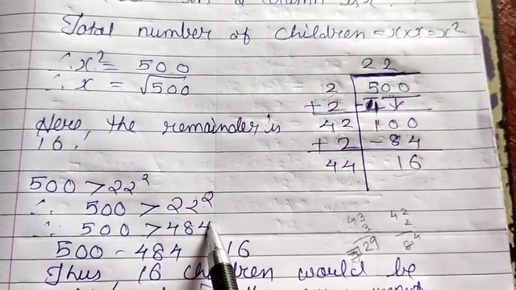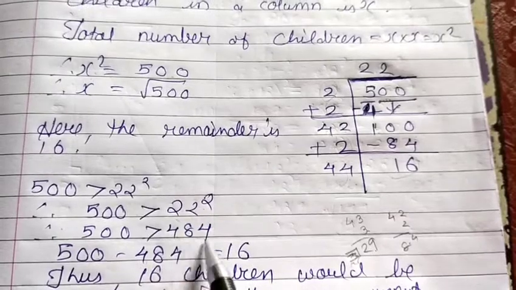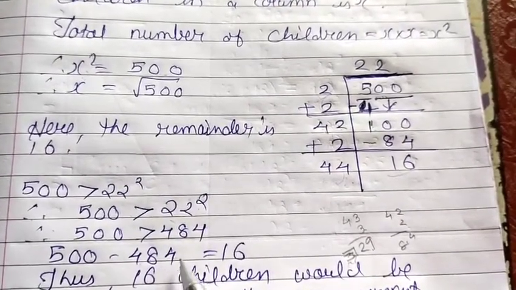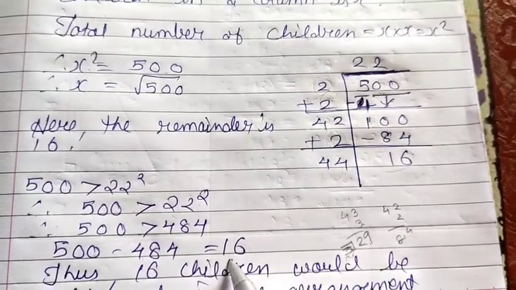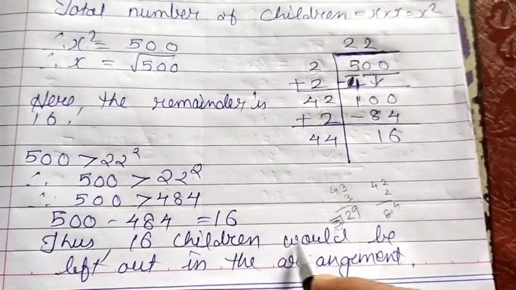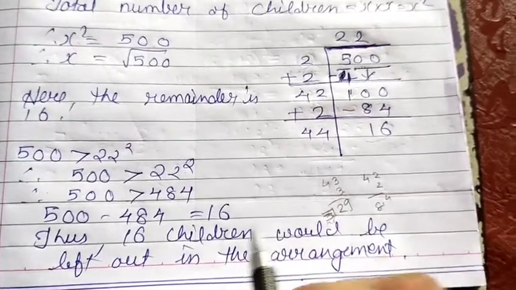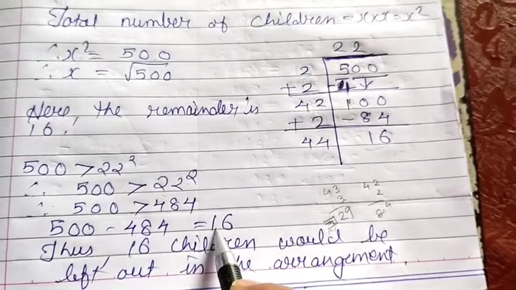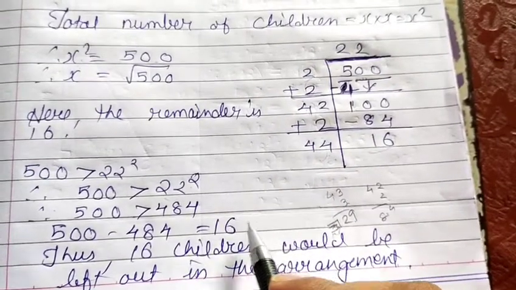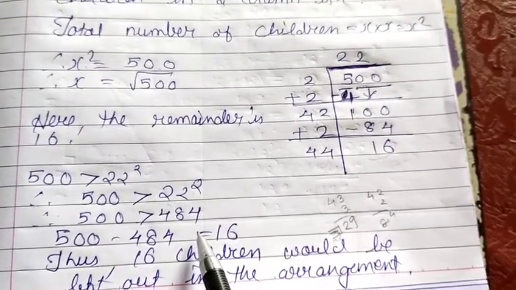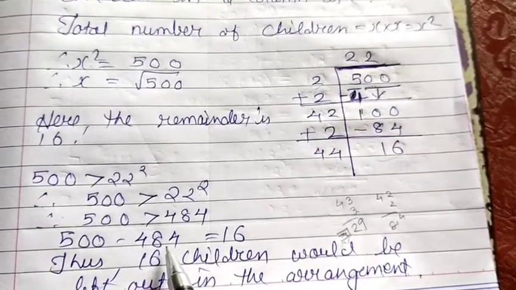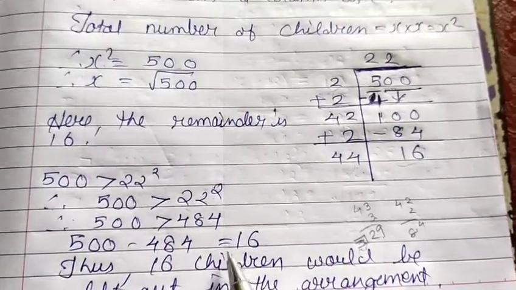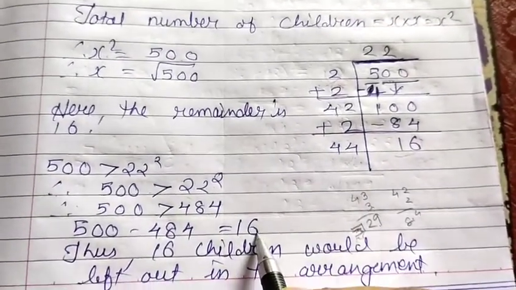So when you arrange 484 students in rows and columns, a perfect square value, 16 students will be left. So you have to write that 16 children would be left out in the arrangement. Why? Because 500 is not a perfect square. We can't add more children from outside the school. So to arrange an equal number of students in rows and columns, 484 children should be placed row and column wise equally. Those 16 children will be left out in the arrangement.